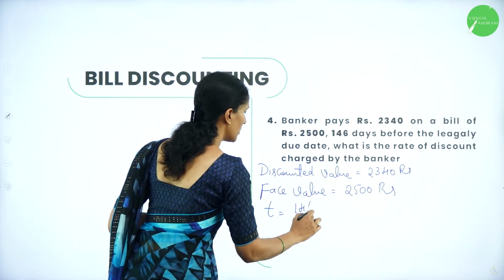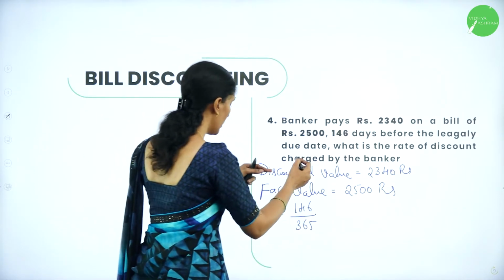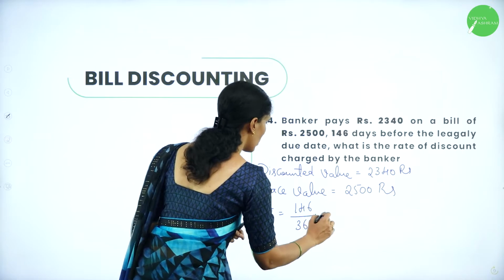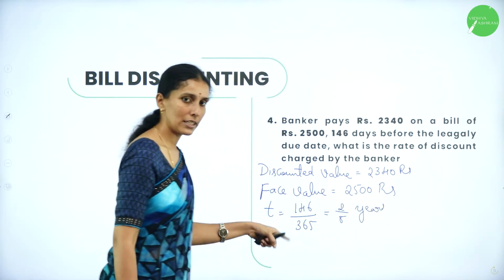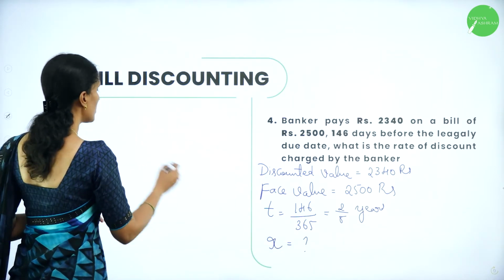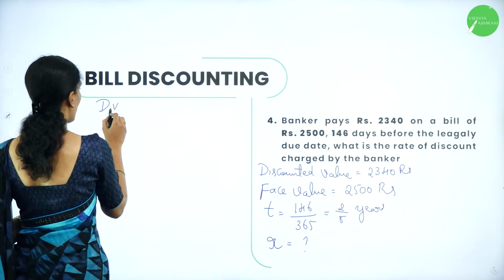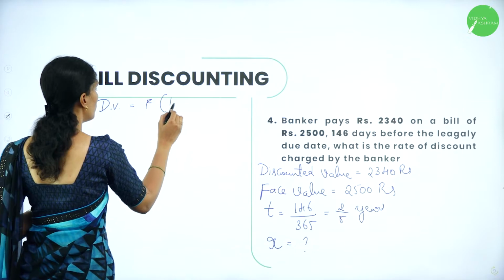Let me convert it into years. So 146 divided by 365. We can solve it here only. So this will become 2 by 5 years. You can divide it here itself. I have to calculate R now. So what is the formula? Discounted value, I'll write in the short form. Discounted value is equal to F into 1 minus TR.